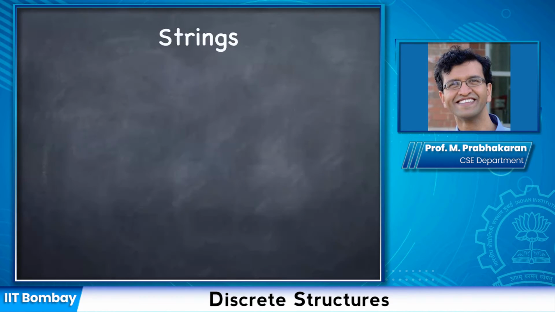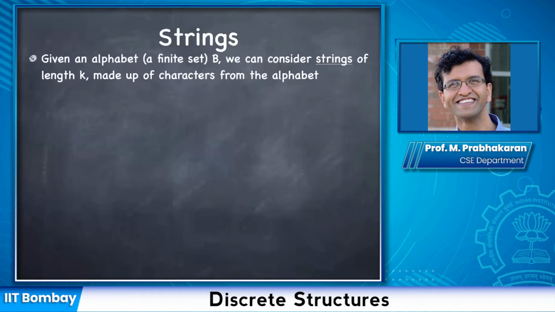Let me start by talking about strings. So what do I mean by a string? It's simply an ordered collection of objects from an alphabet. Alphabet is just a fancy word for a finite set. So here I'm calling it B. Each element in the set you could think of as a character, or a letter in the alphabet.